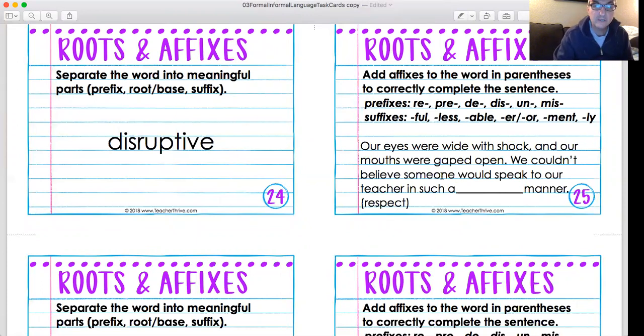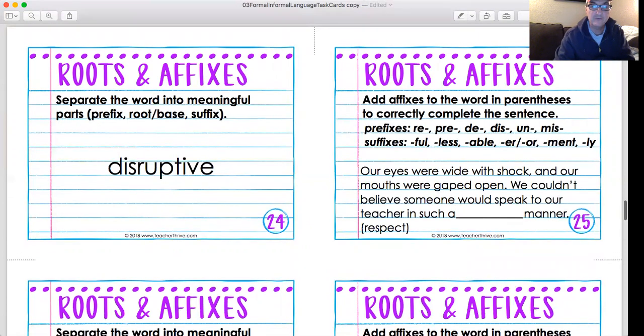So what are we thinking? If someone's shocked about how someone would talk to a teacher, it sounds like they can't believe the way this person's talking. Maybe they're not being respectful. Which of these would you put on front of respect? DIS, right? Disrespect. And then what suffix can we add on? I think again, full, right? So we could say disrespectful. So let's see if that fits. Our eyes were wide with shock and our mouths were gaped open. We couldn't believe someone would speak to our teacher in such a disrespectful manner, right?